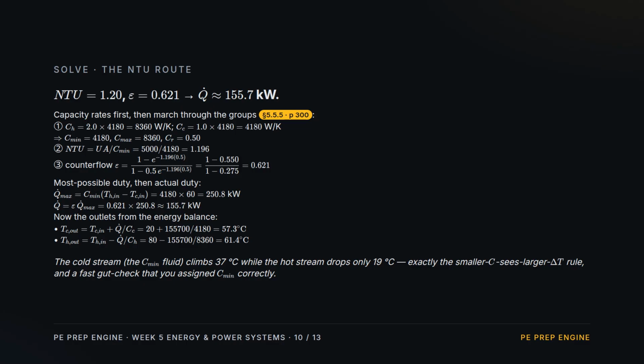The most possible duty is C min times the 60-degree inlet gap, 250 kilowatts, times effectiveness gives the actual duty, about 156 kilowatts. Then the outlets fall out of the energy balance. Cold leaves near 57, hot leaves near 61. Notice the cold stream, the smaller C fluid, climbs 37 degrees, while the hot drops only 19. That's the rule, and a fast gut check.